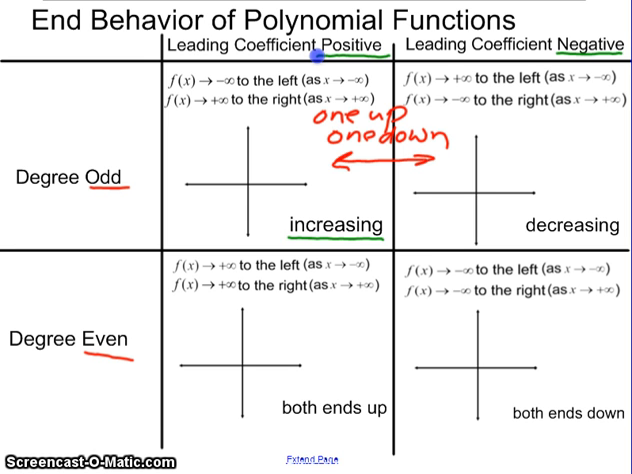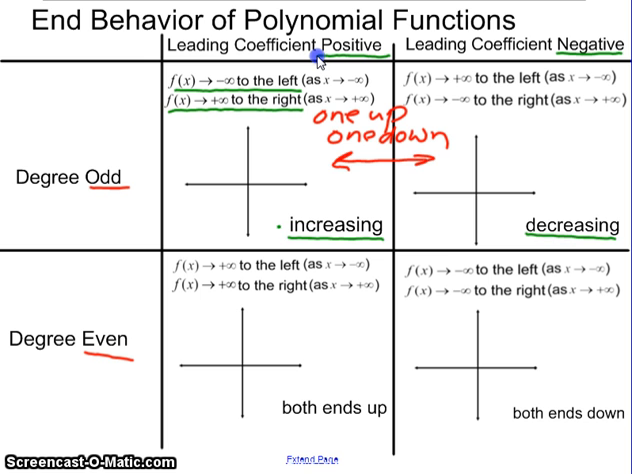If the leading coefficient is positive, then it'd be an increasing function. If the leading coefficient is negative, then it would be a decreasing function. Okay, so again, back to the leading coefficient is positive and the degree is odd. That tells you that the function is going to negative infinity to the left and to positive infinity to the right. Again, that it's increasing.